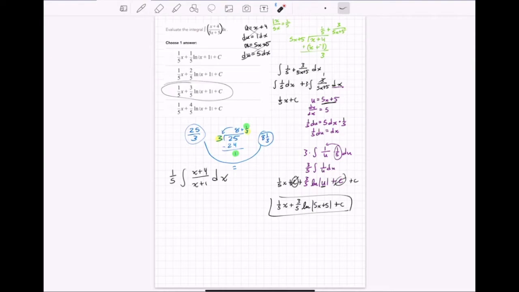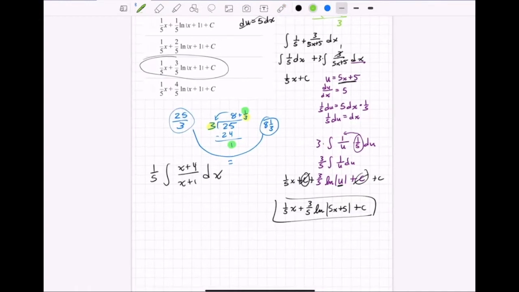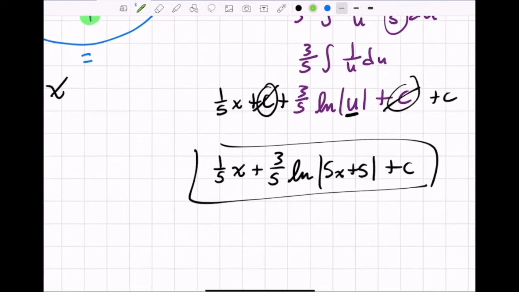Wait a second, Mr. Patey. You have 5x plus 5, but the answer says x plus 1. Now, there is a workaround to make sure this doesn't happen. I'm sorry that it happened on mine. That was a pretty gnarly problem. But here, let me show you really quick.